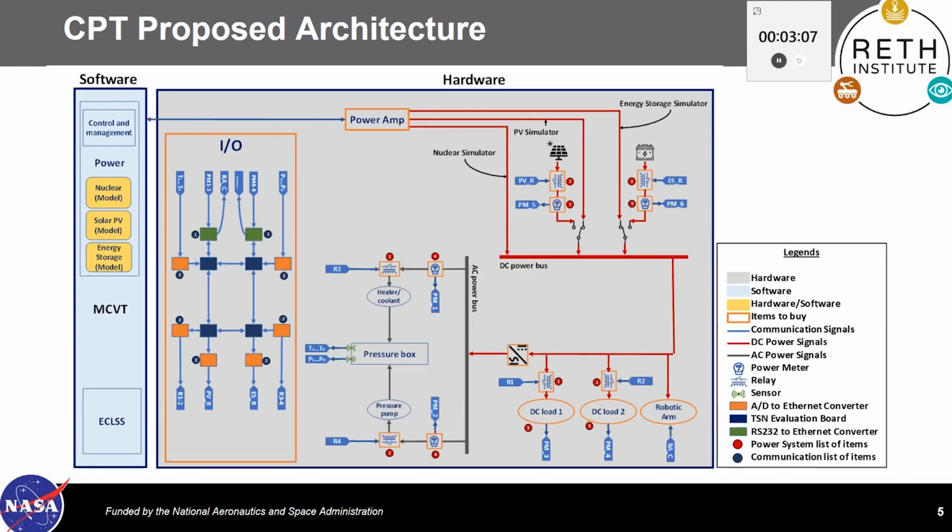So in this project, we have 4 groups: the communication team, the robotic team, the structure health monitoring team for the pressure box, and the power system team. In our test bed, we have the capabilities to validate any model, nuclear, solar energy in the hardware. We can bring it from the software, implement that, and validate in the hardware. Next slide, please.